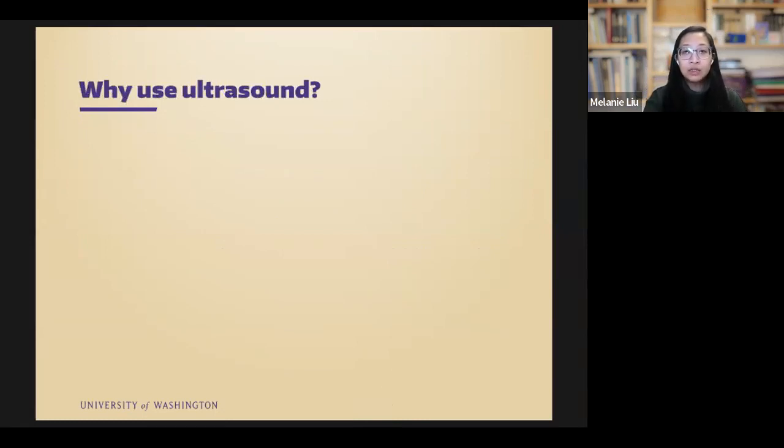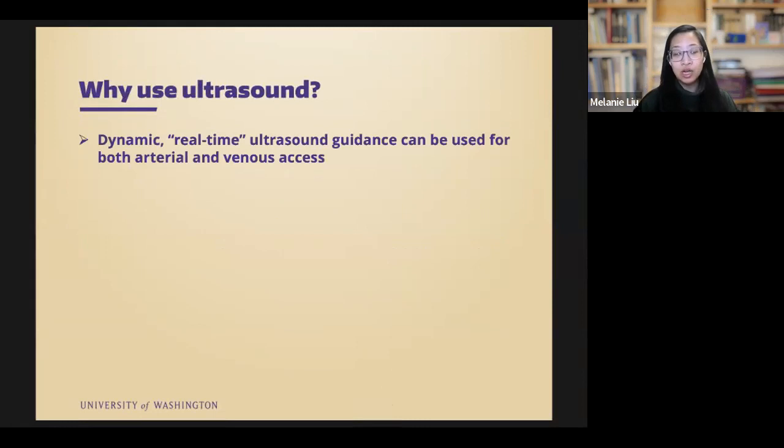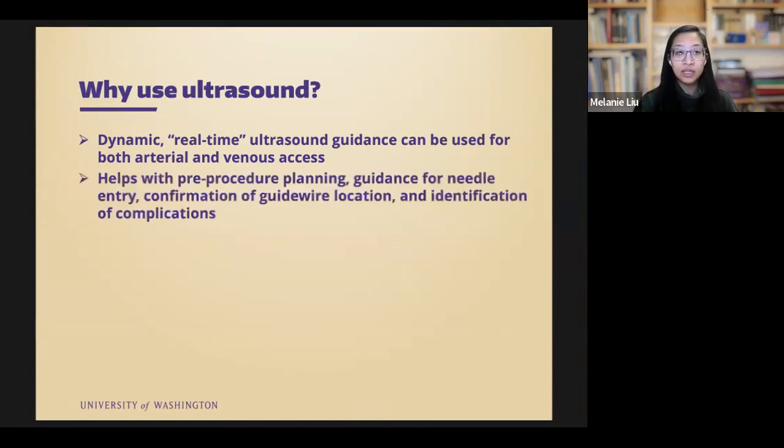Okay, so first of all, why use ultrasound? Why are we talking about this? Dynamic real-time ultrasound, where you are visualizing the vessel as you are cannulating it, is something that we use for both arterial and venous access. This really helps with pre-procedure planning. You're scanning the vessel, making sure it's patent, making sure that there are no clots or anything that would hinder your access attempt. It gives you guidance for your needle entry, especially if you're visualizing the needle tip, which I'll show a little bit later. It gives you confirmation of your guide wire location, and it helps you identify any complications such as hematomas or pneumothoraces.